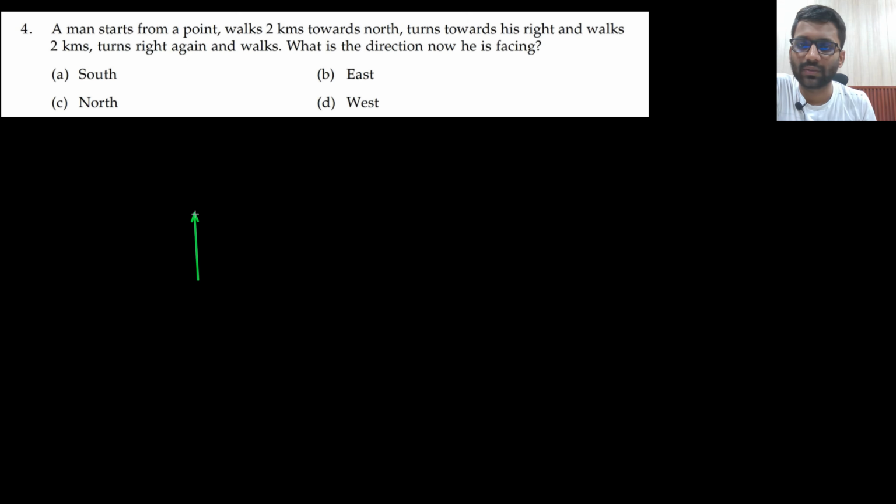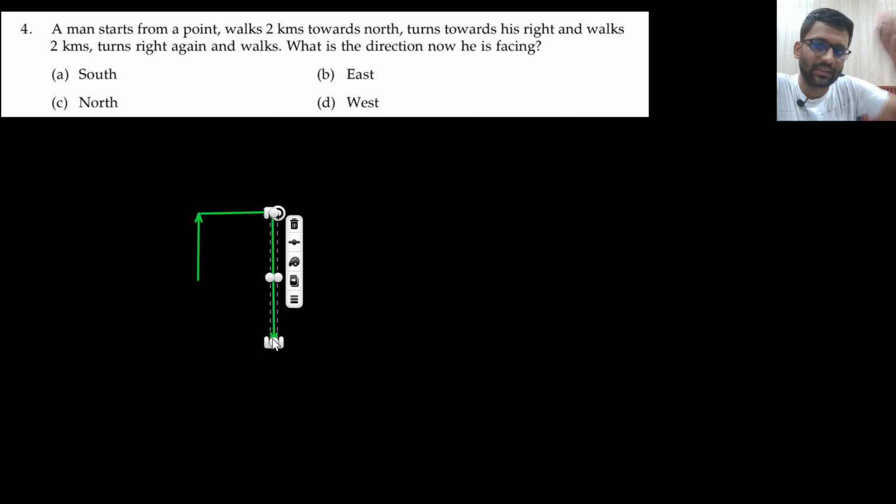A man starts from a point, walks 2 kilometers towards north, and then turns towards his right. This will be right and walks 2 kilometers. Then again turns right and again walks. In which direction he is facing? This is the same problem only. Which direction he is facing? South.